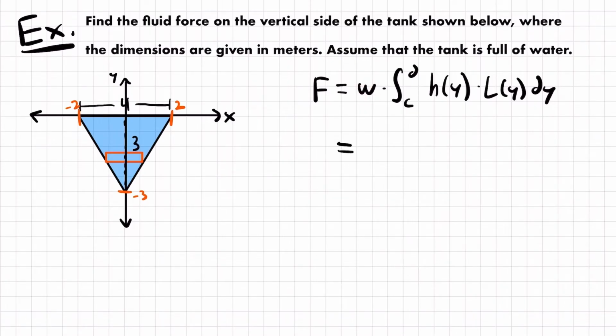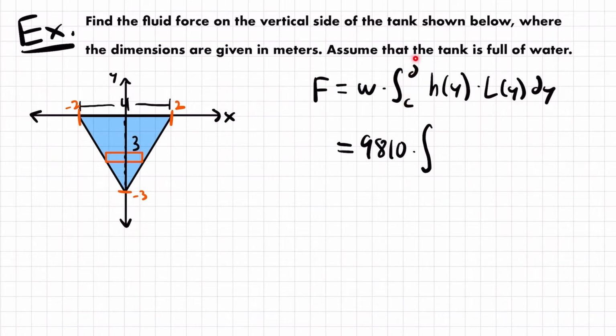Now in this case, we are working in meters, and so that is the metric system, which means that our weight density is not going to be 62.4 pounds per cubic foot. It's going to be 9,810 newtons per cubic meter. All right, so that is going to be our weight density, but we don't really need to write the units here. And so then I'll multiply that by the definite integral from c to d.